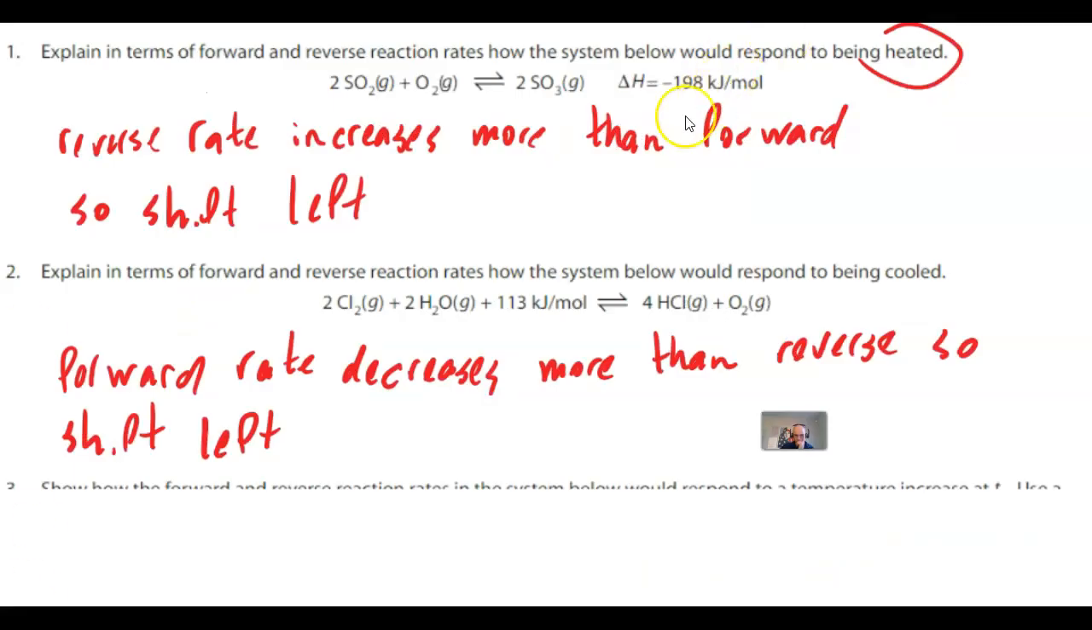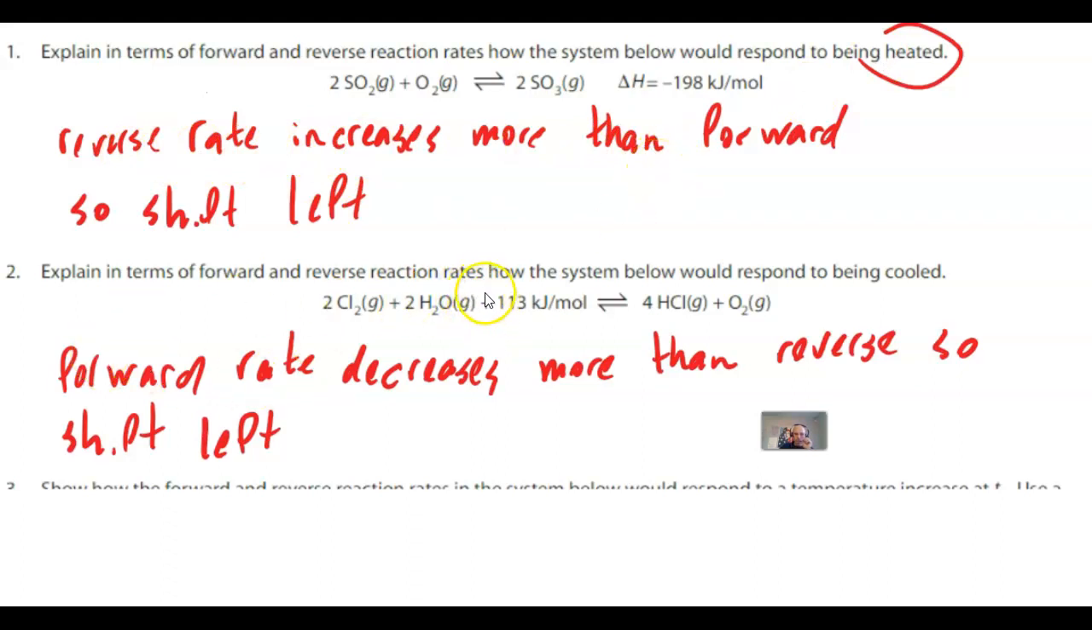All right, the first one, it's an exothermic reaction. Heat could be pictured as a product. If it's heated, we know that both forward and reverse rates will increase, but whichever reaction has the greater activation energy increases more. In an exothermic reaction, we know the reverse rate has a greater activation energy, so the reverse rate will increase more than the forward rate. There'll be a left shift.